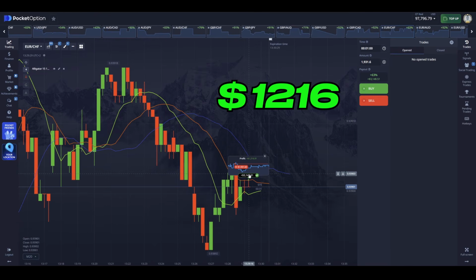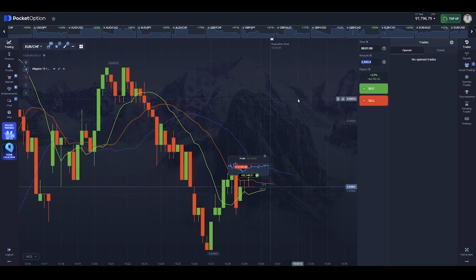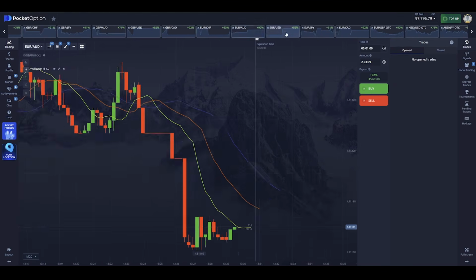A good trade brings me a profit of $1,800. Let's even open the next trade for 3%. That's already $2,900. And next, let's talk about the situations you should skip.